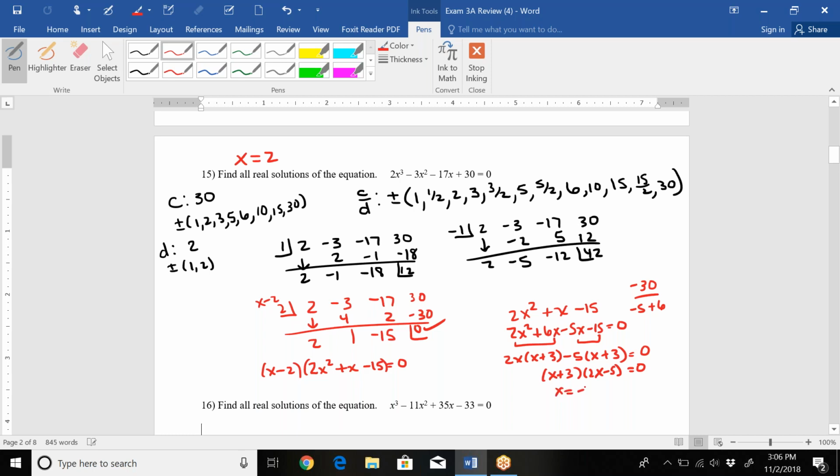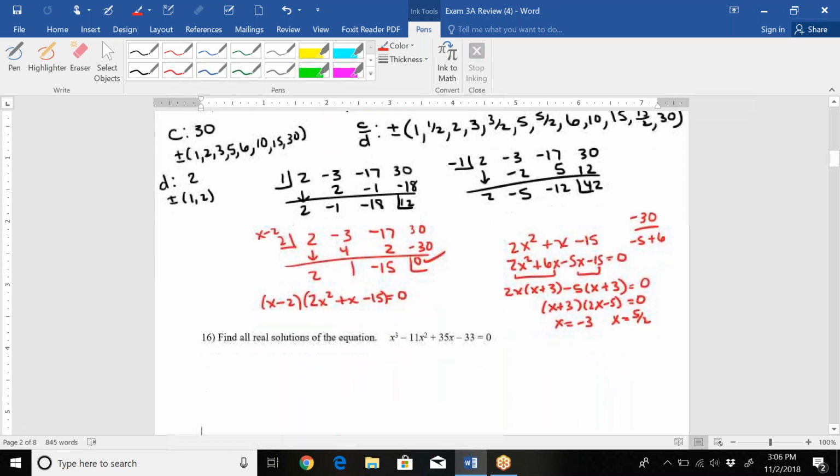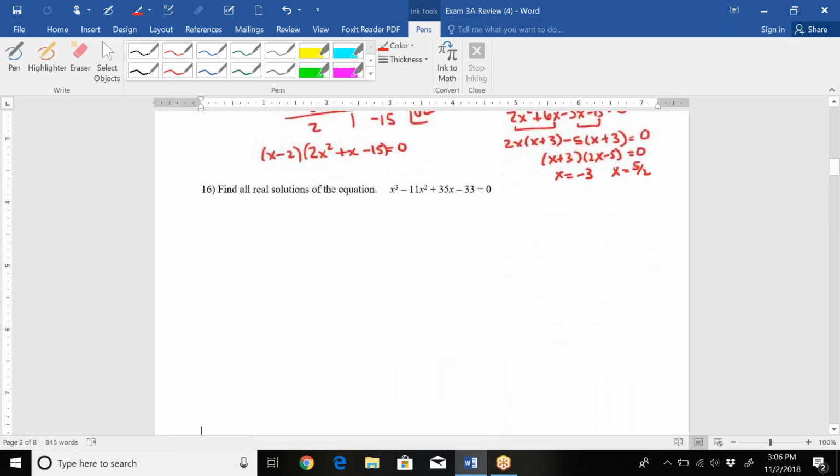Set both of those equal to 0, you get negative 3, and that would be add 5 and then divide by 2. So our other two solutions to this x to the third power polynomial is negative 3 and 5/2. So there we go for that. So 16 is similar. We're going to be doing the same process again.